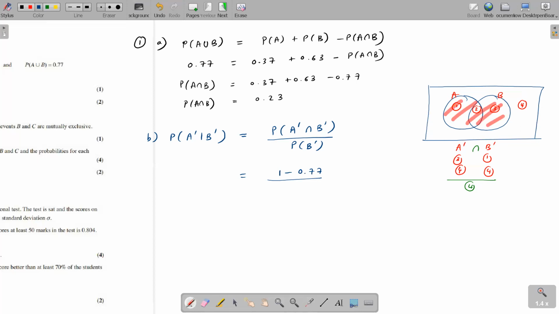Okay, and then probability of B dash. How do you get the probability of B dash? Easily, without B, right? Do we know the probability of B? Yes, probability of B is 0.63. So 1 minus the probability of B is 1 minus 0.63. So get the answer. First tell me the fraction answer, then tell me the decimal.